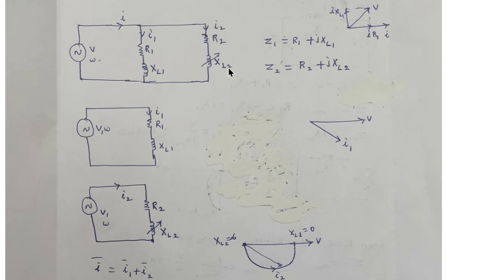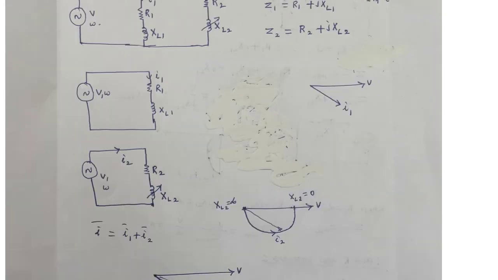Suppose an RL circuit with XL variable is connected to AC supply, what is the locus diagram? This we have already seen. When XL is variable, the locus diagram will be like this. So here also current lags the voltage by some angle, but it is not 90 degrees because there is the possibility of XL equal to infinity. So it is a semicircle. Current always lags the voltage by some angle less than 90 degrees. And this is I2 and this is I1.